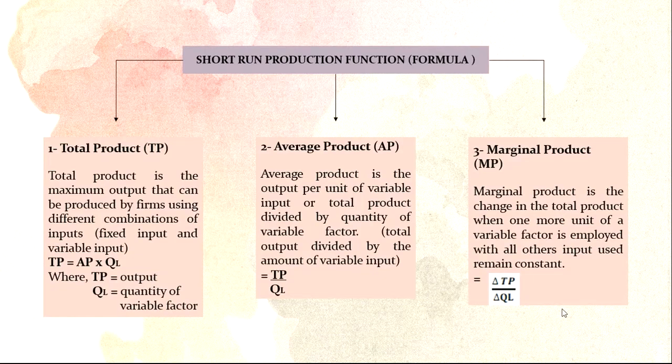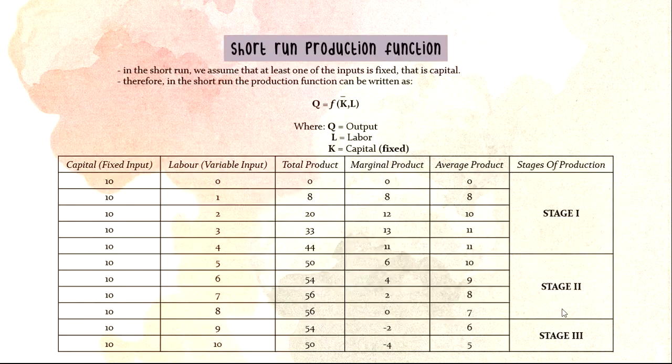The relation between this formula and the table. As you can see, the capital is a fixed input from the start to the end. It is the same amount. So labor is the variable input, from 0 to 10. So how do we find the total product?